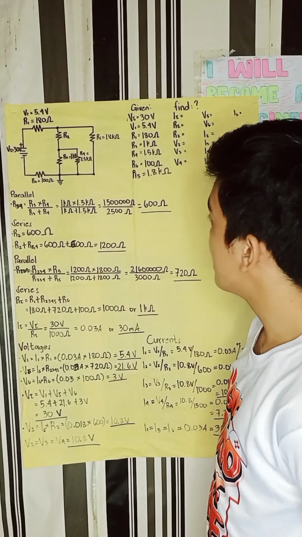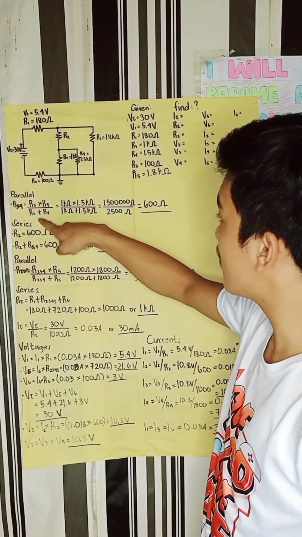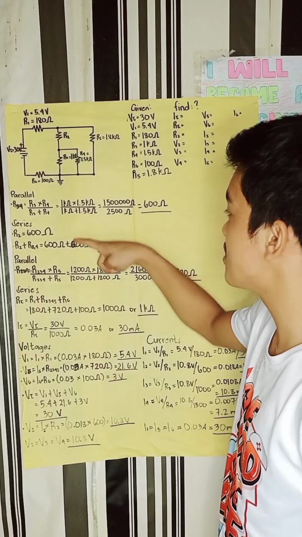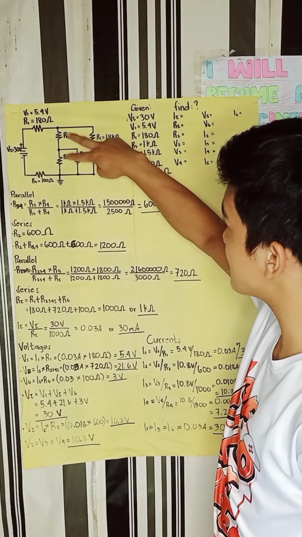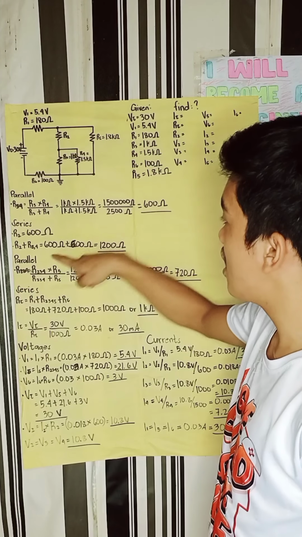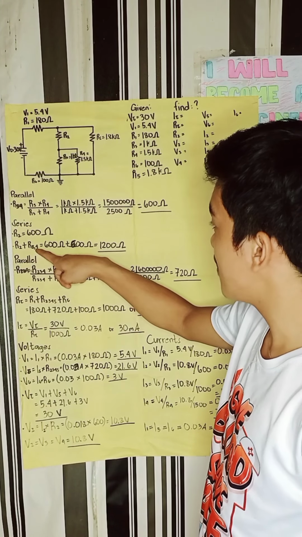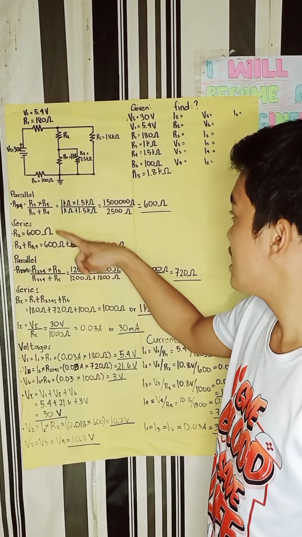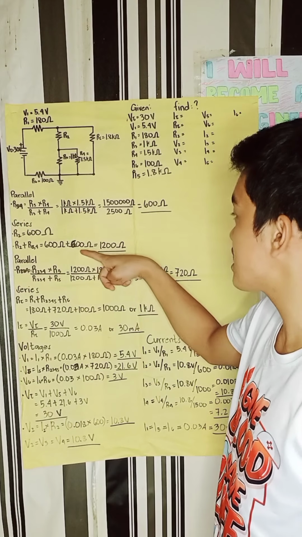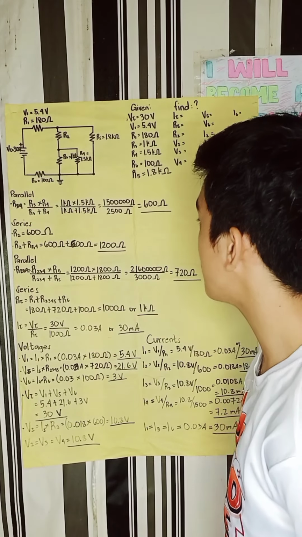It is on a series circuit, so the R34 is also equal to 600 ohms. Next is the total resistance of these three branches. The formula is R2 plus R34. R2 is equal to 600 ohms plus the R34 equal to 600 ohms. So 600 plus 600 is equal to 1200 ohms.